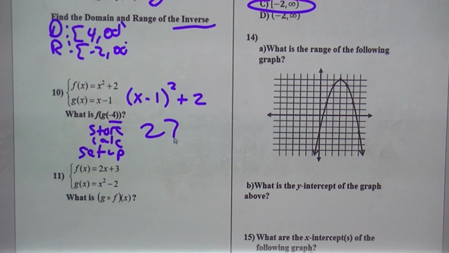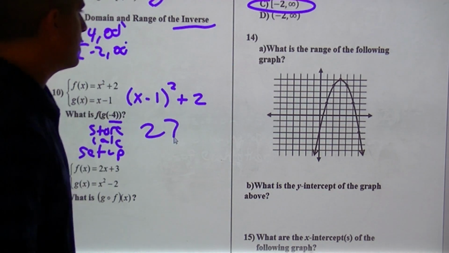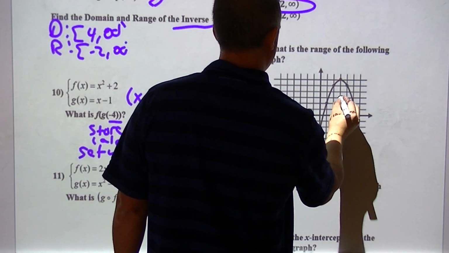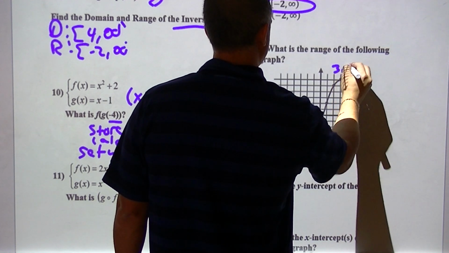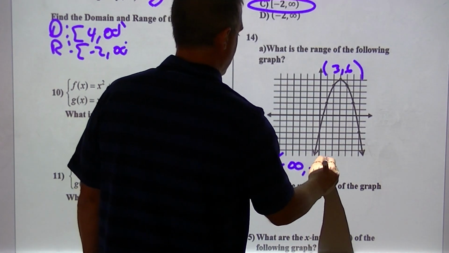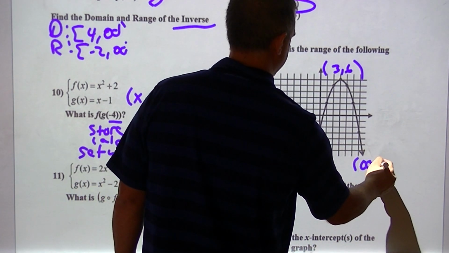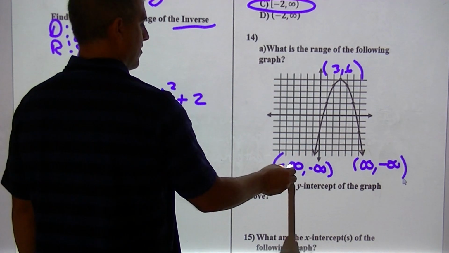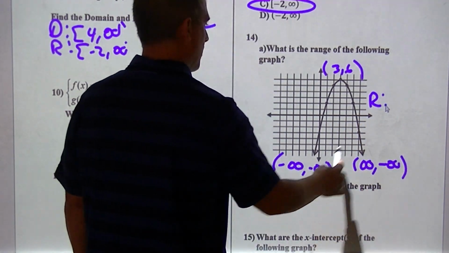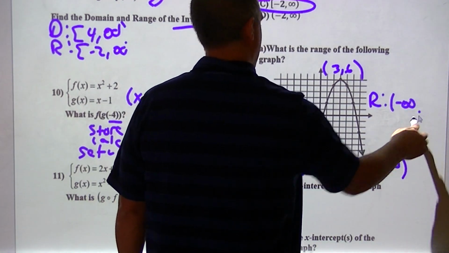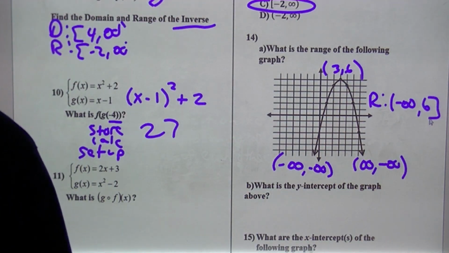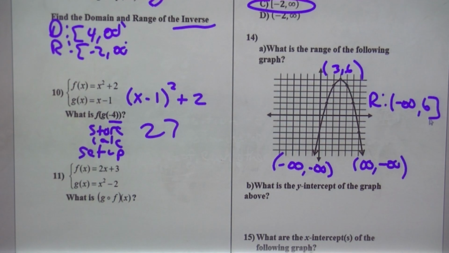Okay? Let me go to this one over here. What is the range of the following graph? So what you have to look at is 1, 2, 3, 1, 2, 3, 4, 5, 6. That's 3, 6 here. Okay? This arrow would be negative infinity, negative infinity. Okay? Because it's a left arrow going down, right arrow going down. For the range, my smallest y value would be negative infinity, and the biggest y value would be 6. And since that 6 comes from a point, I would put a bracket there.